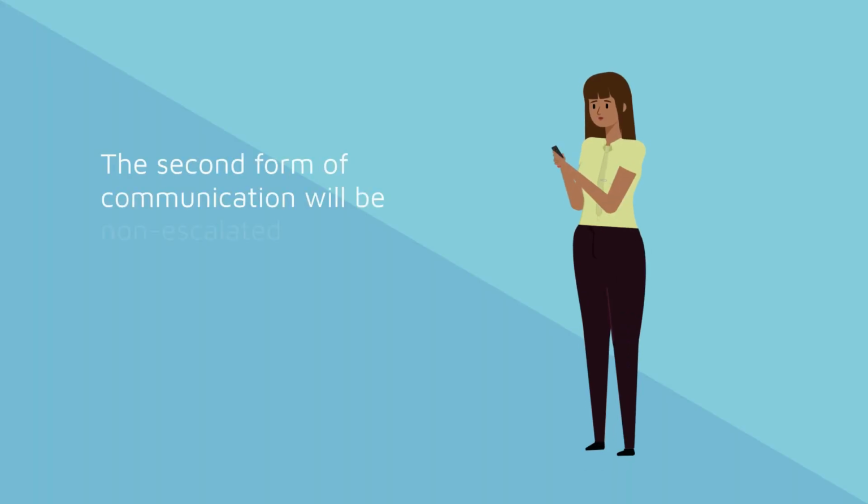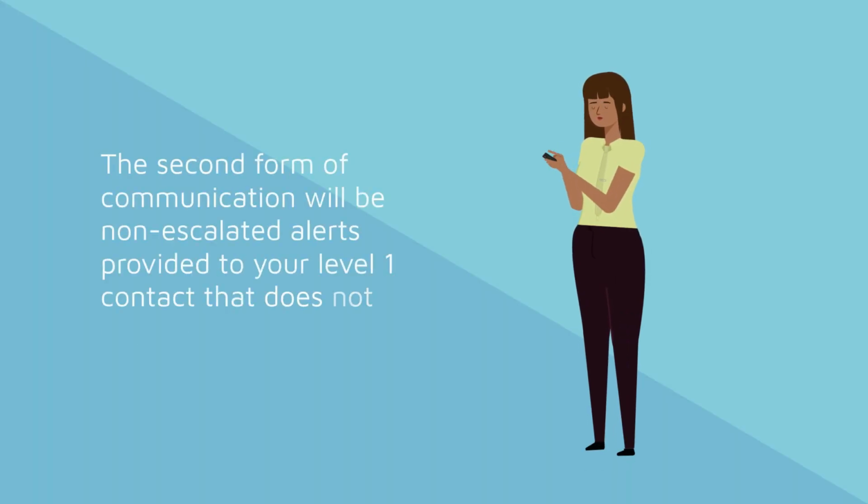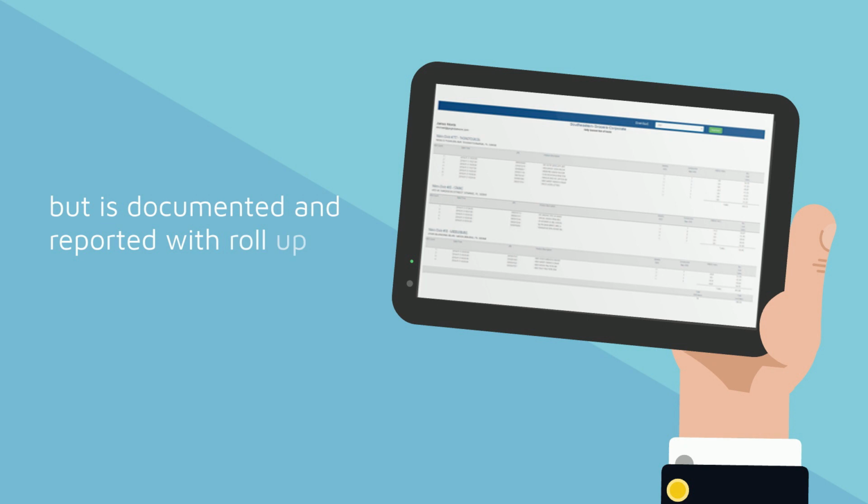The second form of communication will be non-escalated alerts provided to your level 1 contact that does not require a response, but is documented and reported with roll-up information for your company.